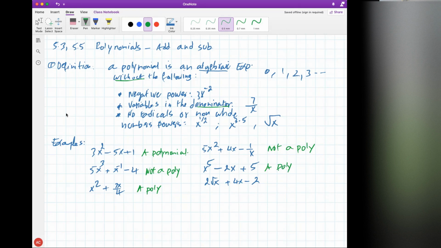What makes it not a polynomial? Because of the radical. That's right. This x is fine, but the radical is what makes it not a polynomial.